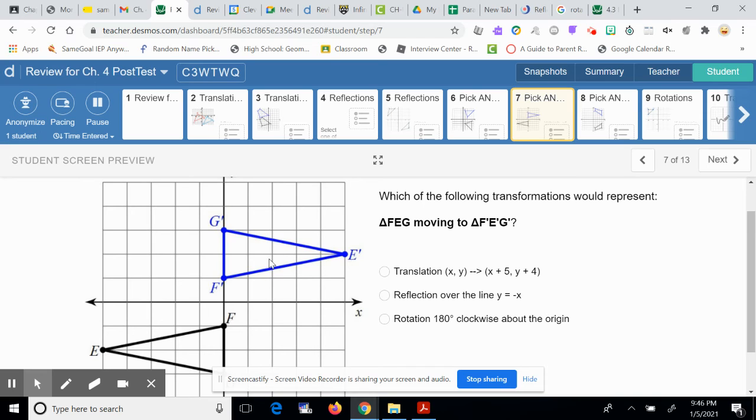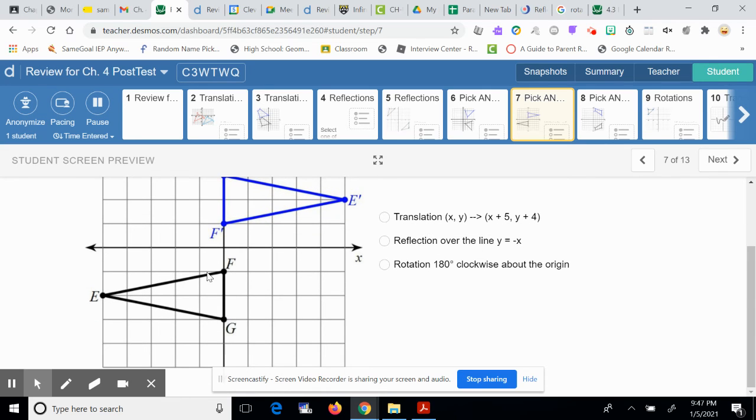You look at this, you can tell right away that it's not a reflection, because if it was a reflection over y equals x, you would see that the points would be the same distance away from a diagonal line, and that's not correct. Translation would mean it didn't change, it would still be facing the same way. So G would have just moved to the right and up. Okay, so G is definitely moved up, but G didn't move to the right. So the only thing left is the rotation.